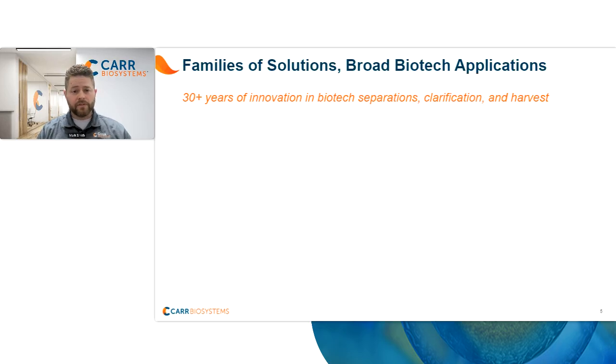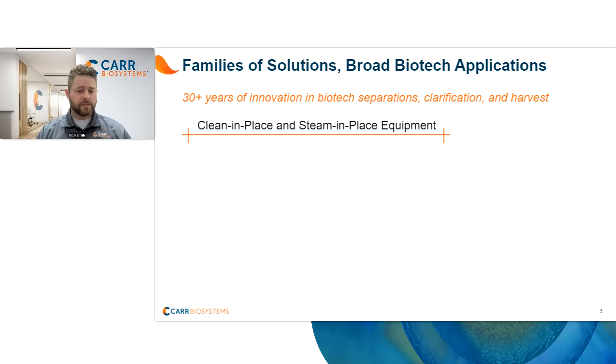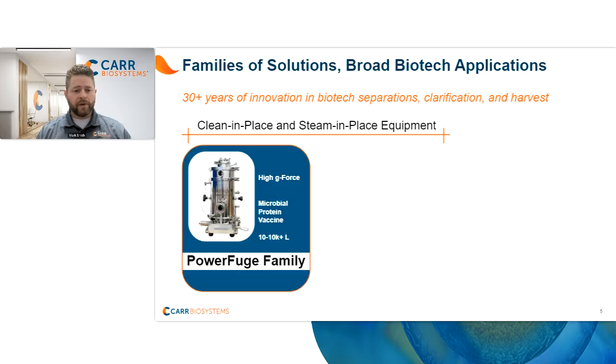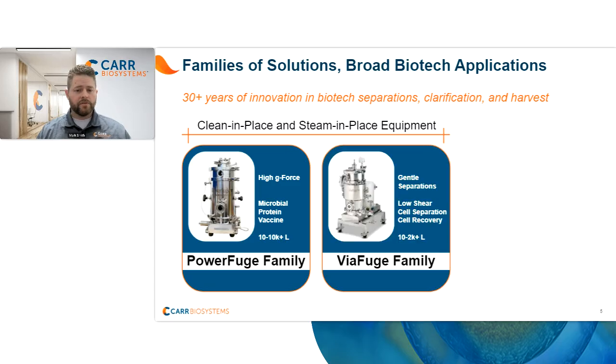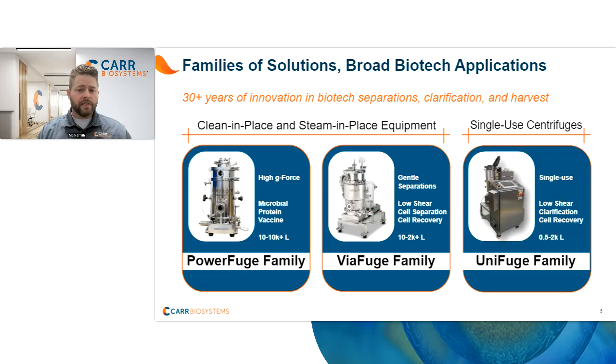And the products we've developed over our 30 years of innovation include our clean-in-place and steam-in-place equipment, often referred to as our stainless steel equipment, which includes our PowerFuge family, a high G-force centrifugal separator typically used in vaccines and microbial production. ViaFuge is a gentler separator, excellent at clarification but also cell recovery. And today we'll be talking mainly about our single-use centrifuges, our Unifuge family, which has really low shear, excellent clarification, and is very good for live cell recovery.